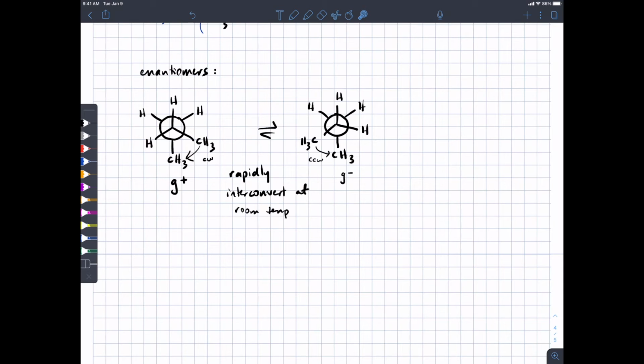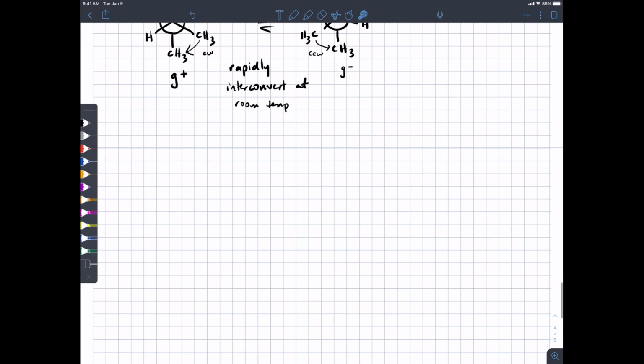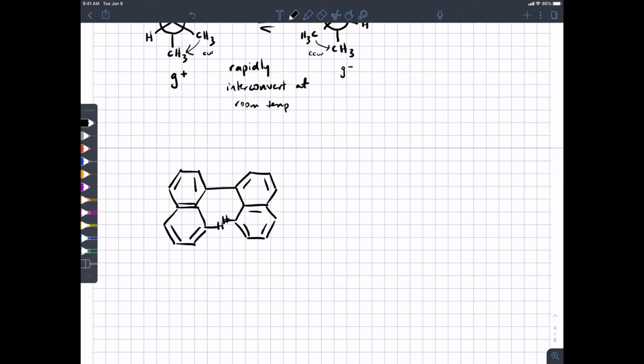But there are molecules that are similar to this where the Gauche plus and the Gauche minus conformations are different. So a classic example is something called binaphthol, or I think is often just called BINOL. This is two naphthalene groups attached to each other via a carbon-carbon bond. But this thing has all kinds of conformational problems because if it was planar, you'd have groups bumping into each other. And to make matters worse, there's also an OH group there and an OH group there, and those would bump into each other.